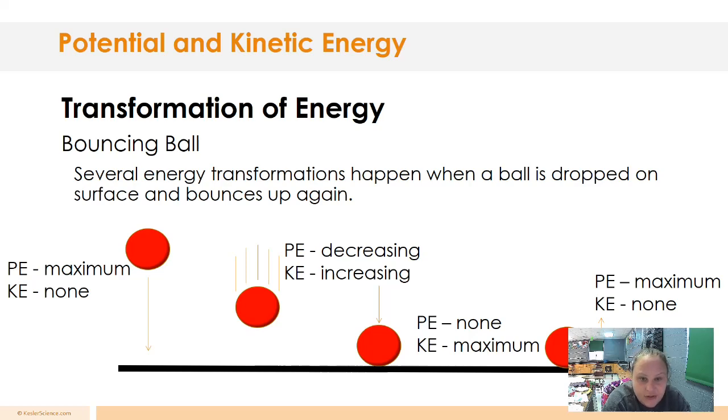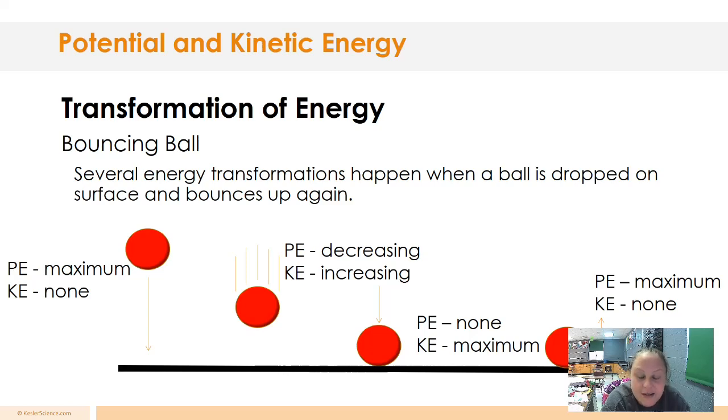Several energy transformations happen when a ball is dropped on a surface and bounces up again. When you hold the ball up before you bounce it, it has its maximum potential energy because it's not moving, it's being held up. It doesn't have any kinetic energy because it's not moving. Now when you drop the ball, potential energy starts decreasing because it's starting to move, and the kinetic energy is increasing because it's in motion.